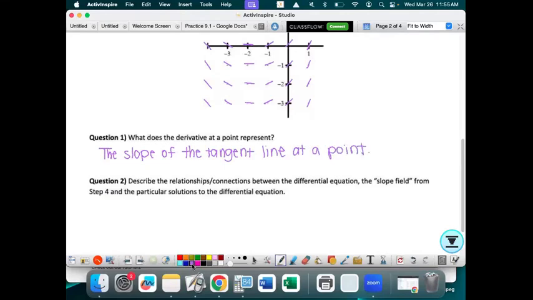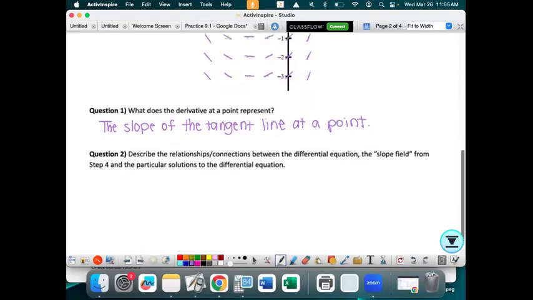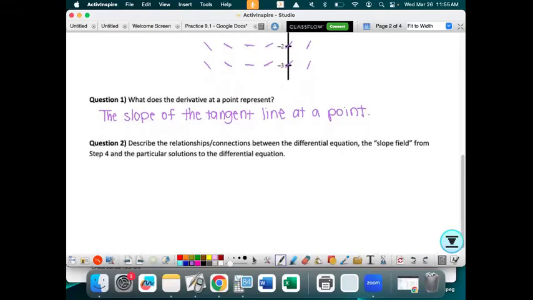Question 2, describe the relationship/connections between the differential equation, the slope field from step 4, and the particular solutions. So just any relationships, whether it's just like pairwise, you're describing how you would get one from the other and vice versa. So I'll give you a moment to submit any sort of ideas for that. Right. I'm going to type some of the things that I came up with. You might have come up with more connections. These are just a few that I have.